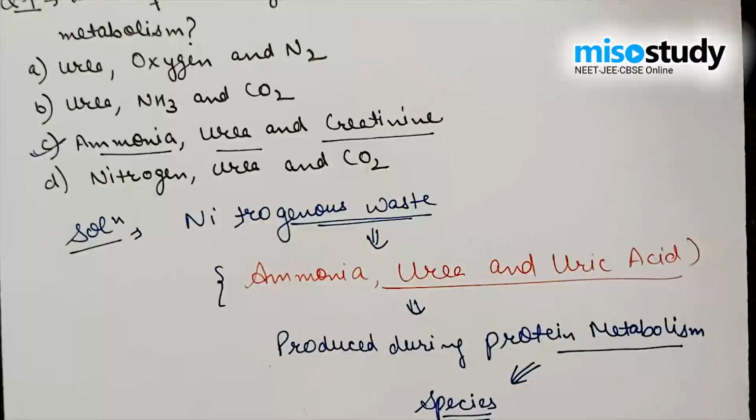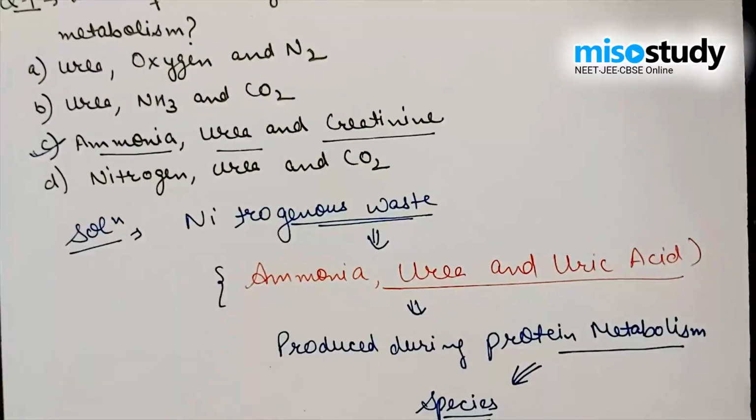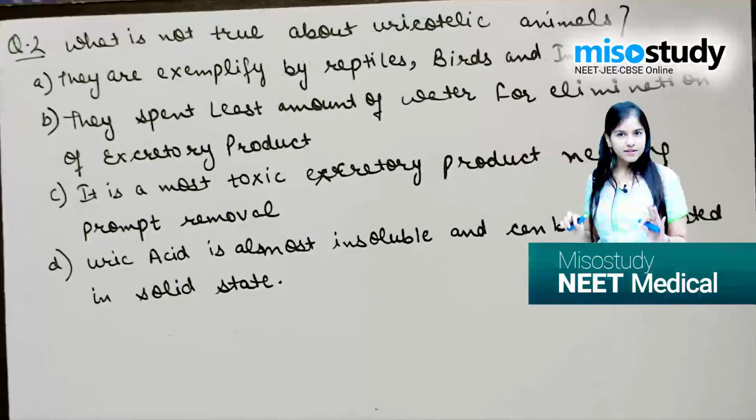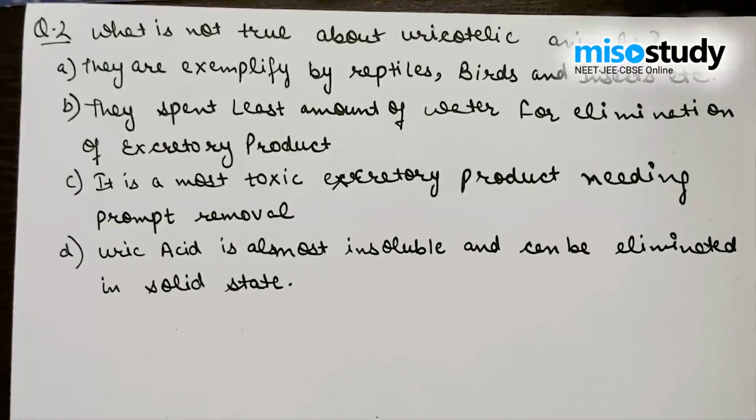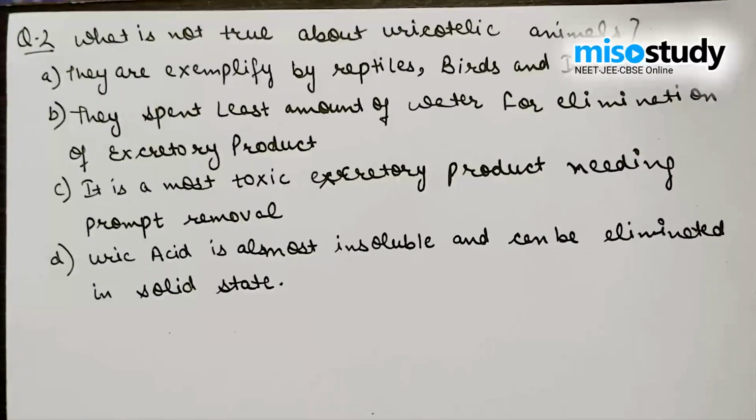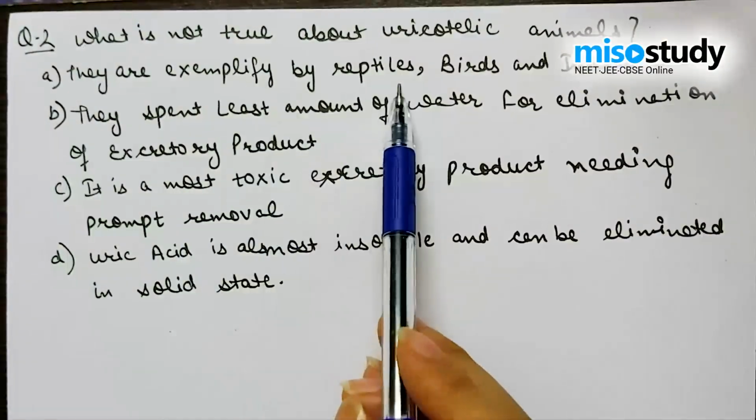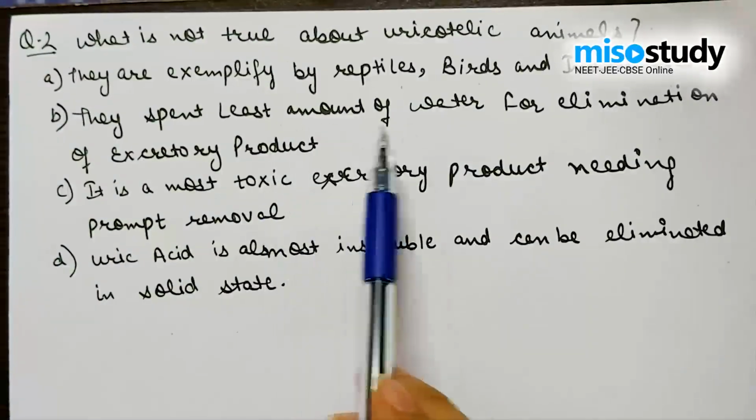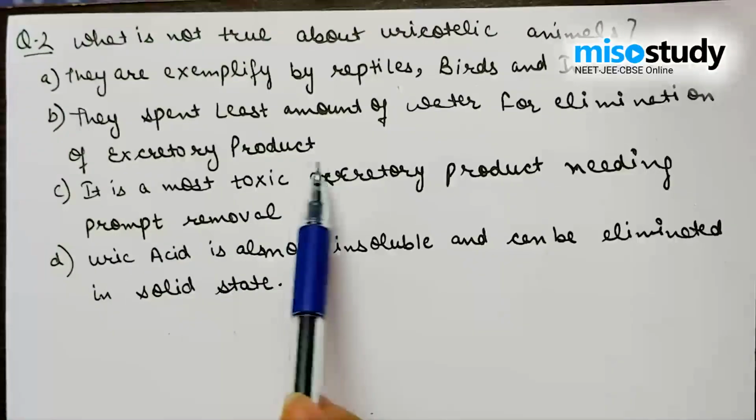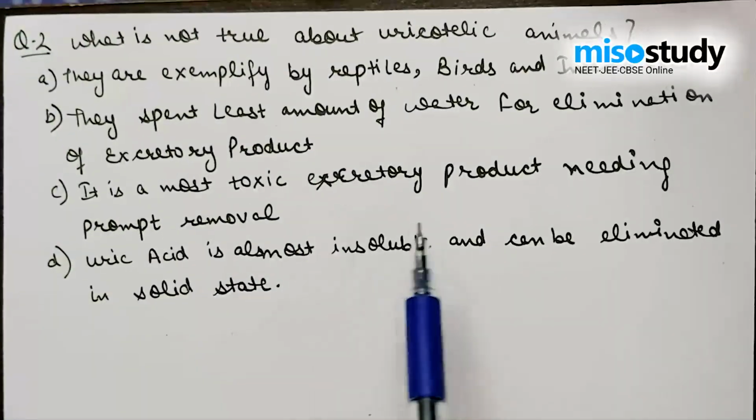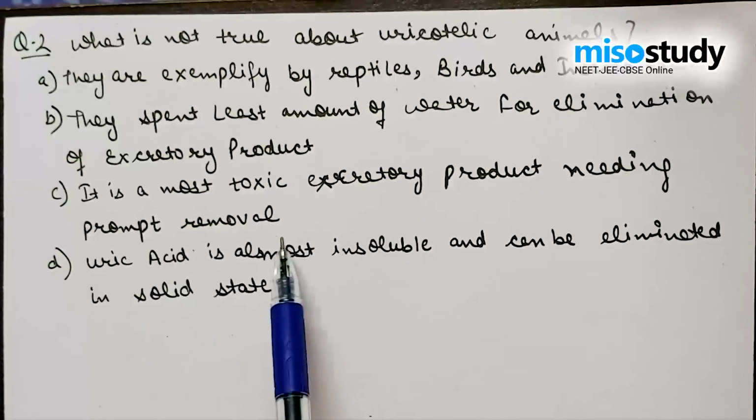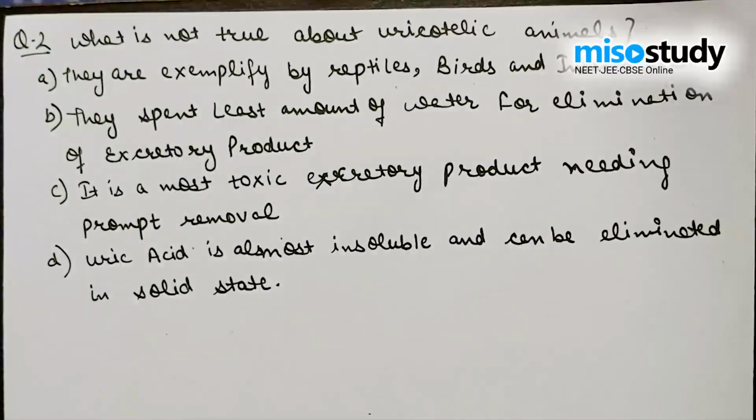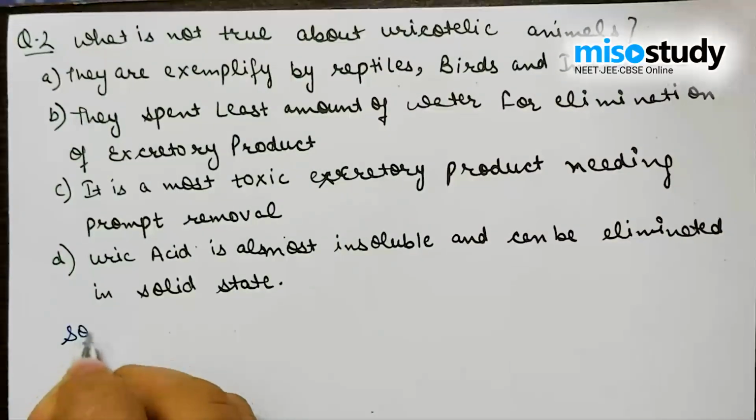Let's discuss the next question from the same section. Which is not true about uricotelic animals? Option A, they are exemplified by reptiles, birds and insects, etc. Option B, they spend the least amount of water for elimination of excretory product. Option C, it is the most toxic excretory product needing prompt removal. Option D, uric acid is almost insoluble and can be eliminated in the solid state.